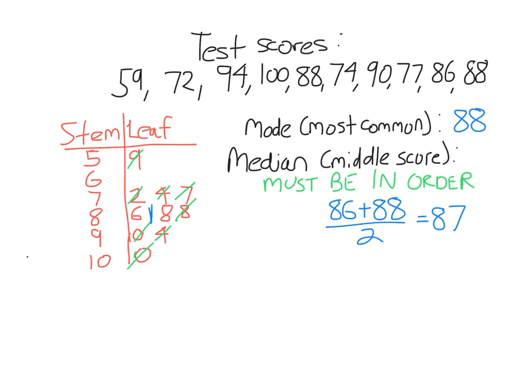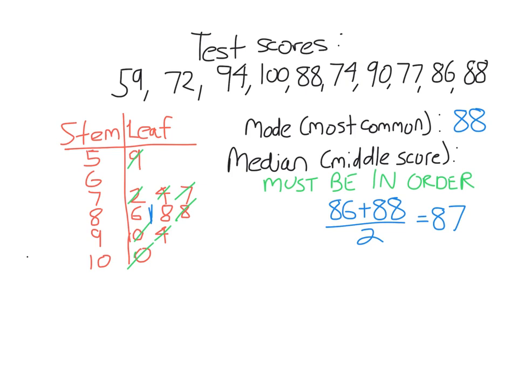Remember, odd number of scores, there's one middle score that's the median. Even number of scores, there's 2 middle scores, and you take their average. And if you've got a lot of scores, it's helpful to put them in order and then cross out the bottom one, cross out the top one, and then keep doing that until you get to the middle.